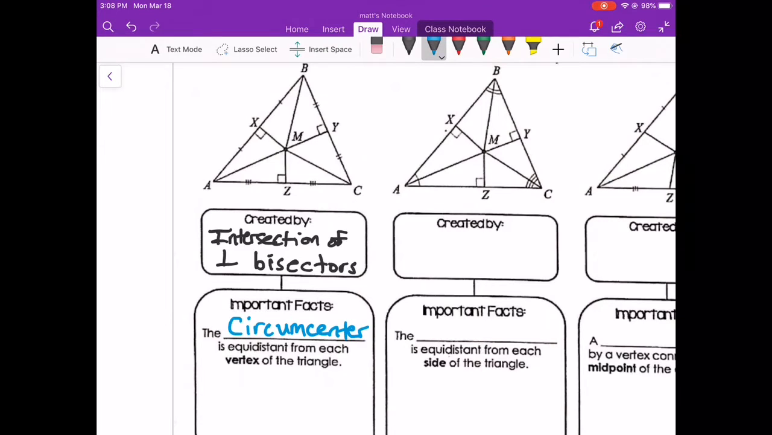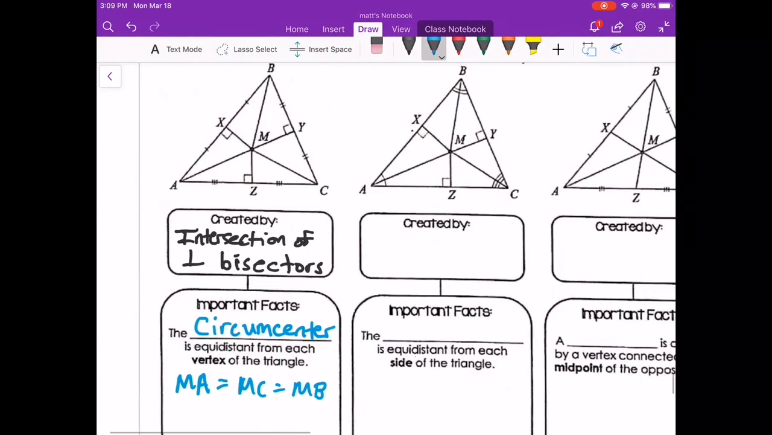And the circumcenter, important fact here, now this is one of the things that you're going to have to commit to memory, is that the circumcenter is equidistant from each vertex of the triangle. So it's equidistant from the angles. So that point M right here is the same distance from A as it is from C as it is from B. So it's equidistant from the angles of a triangle. The circumcenter, which is, again, created by the intersection of the perpendicular bisectors.